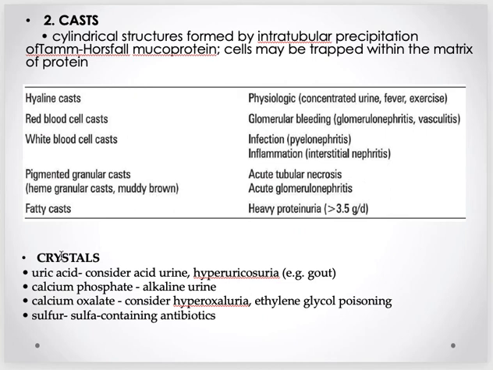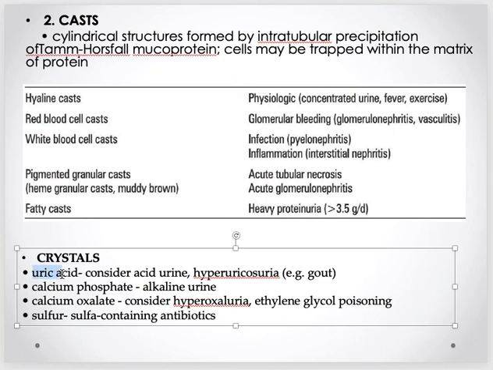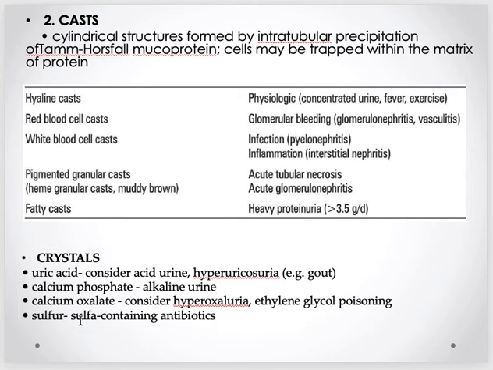And there can be the presence of crystals in the urine. If uric acid crystals are present, think about hyperuricemia like gout. If calcium phosphate is present, it means the urine is alkaline. Calcium oxalate, consider hyperoxaluria or ethylene glycol poisoning. And when sulfur crystals are present, simply the patient may be taking sulfur-containing antibiotics. So we can do this thing.